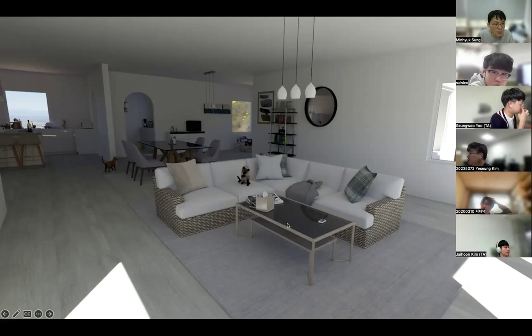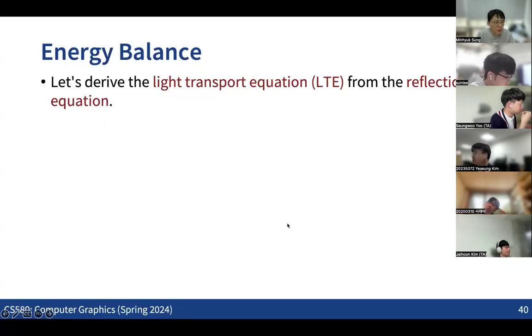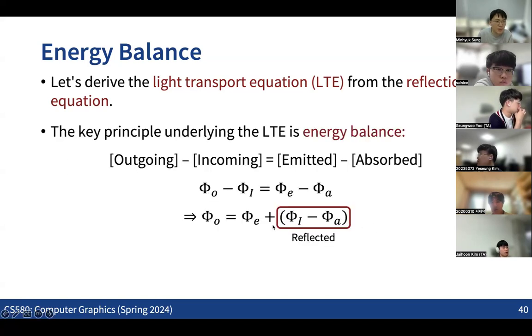Yeah, so in global illumination, one thing we are going to see is that we are going to make a small change from the rendering equation that we have seen. The rendering equation we have seen was basically a reflection equation. So we are going to turn this into the light transport equation, which is almost the same, but we are going to see some difference there. The key principle in the light transport equation, LTE, is basically the energy balance in the system that we are defining.